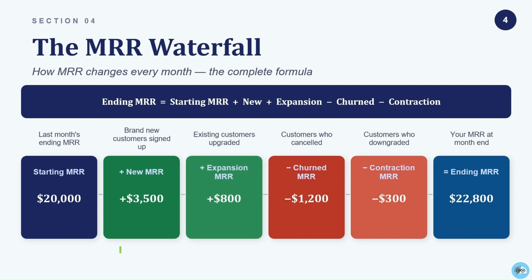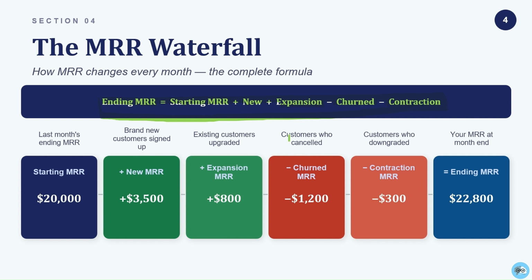So, for example, you know the MRR for the month of February and you have to calculate the MRR for the month of March. That is how you will calculate it with the help of this formula. The formula here is ending MRR equals starting MRR plus new MRR plus expansion MRR minus churned MRR minus contraction MRR. We will understand each of these components in detail.